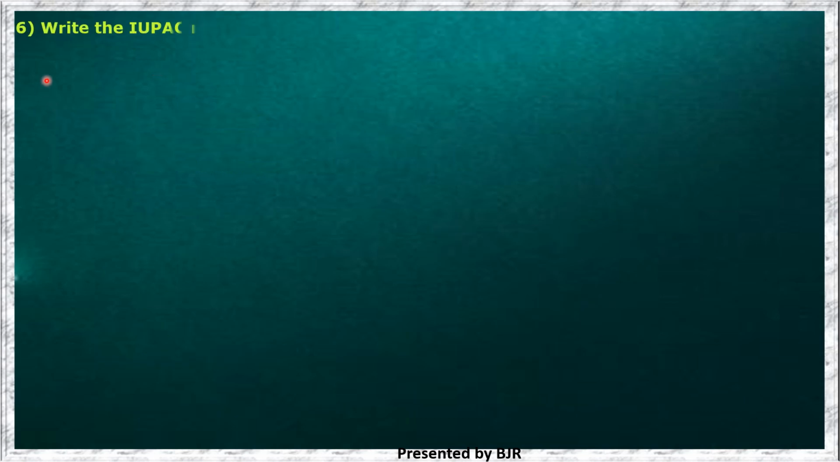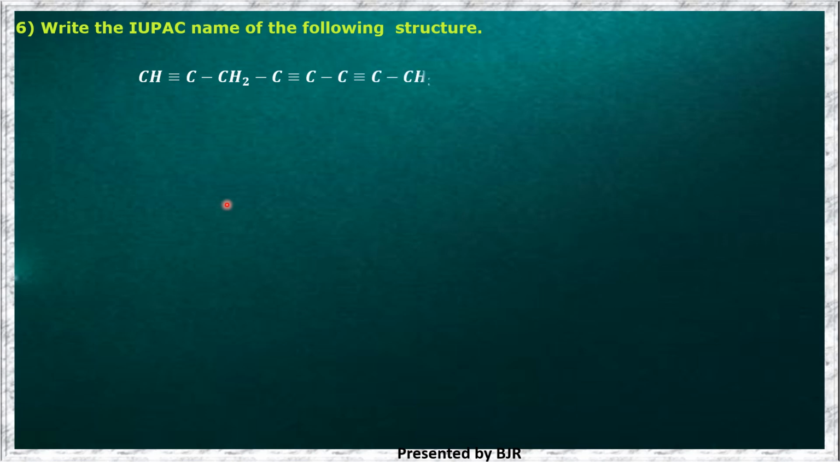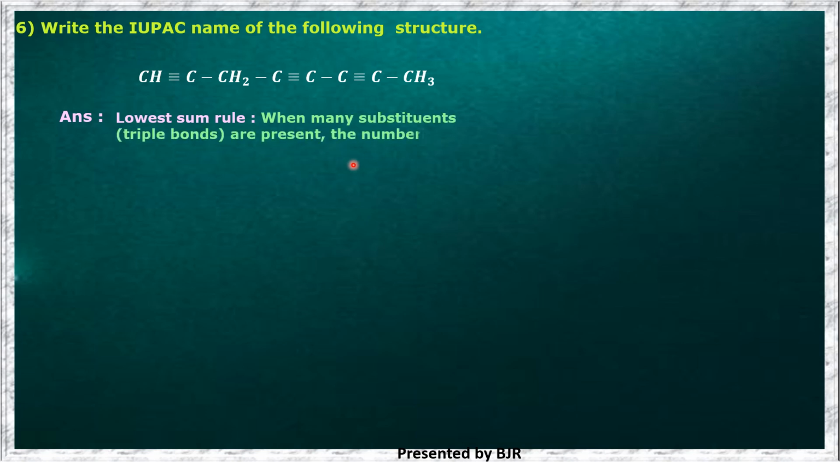Next, the sixth problem: write the IUPAC name of the following structure. So this is the given structure. We have to write the IUPAC name for this. Lowest sum rule: when many substituents, that is triple bonds, are present, the numbering is done from the end whereupon the sum of locants is the lowest. Same rule we have to follow here.